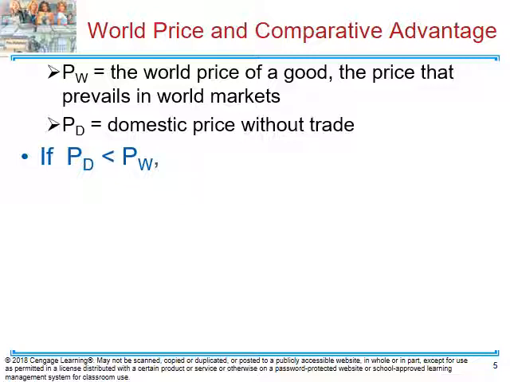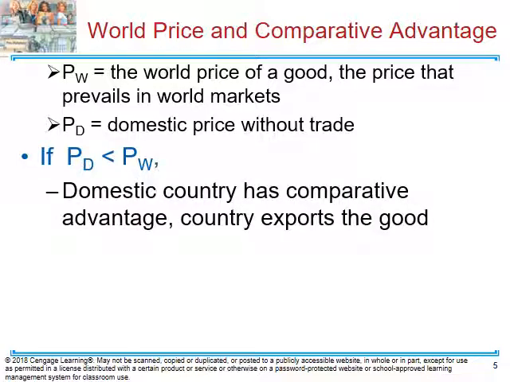So if the domestic price is smaller than the world price, the domestic country has a comparative advantage, and the country exports the good. So let's imagine a textile product, for example, a jacket, and the world price for that specific jacket is say 50 euros, but in a local market this jacket is produced and the price is 40 euros.